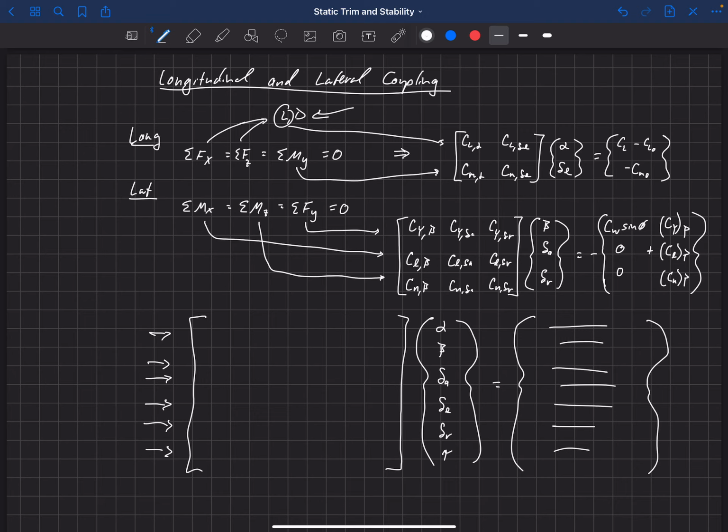when we talk about a general trim algorithm as part of flight simulation to help trim out an aircraft for a flight simulator.